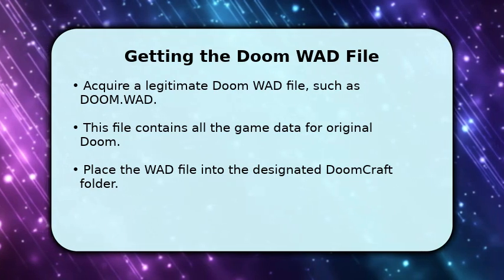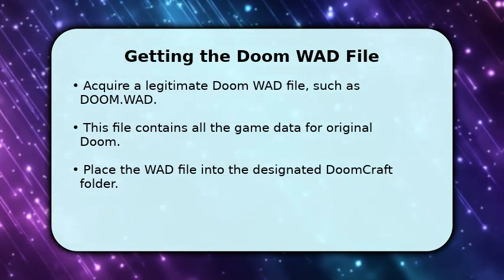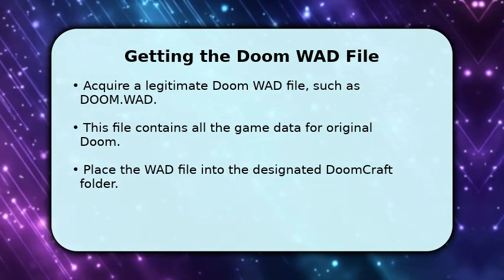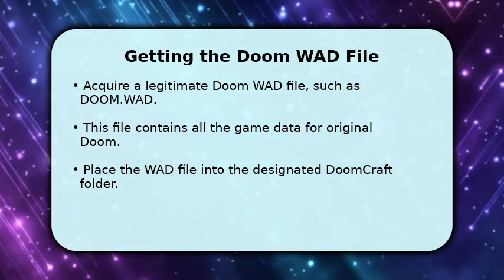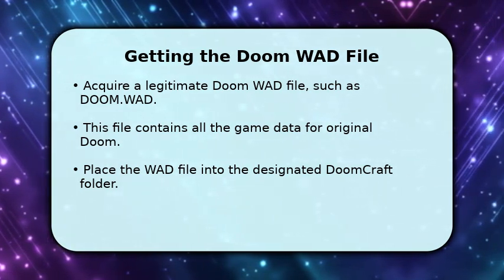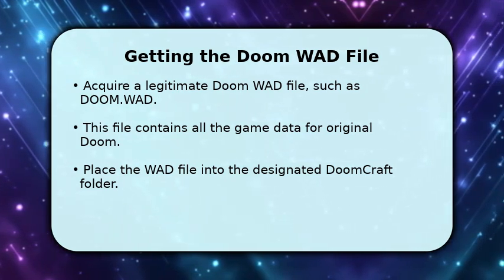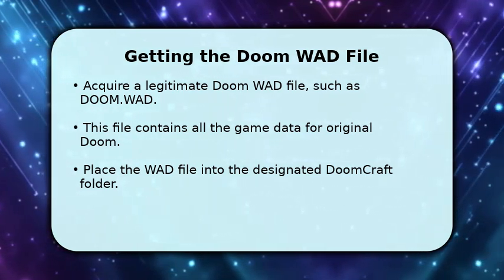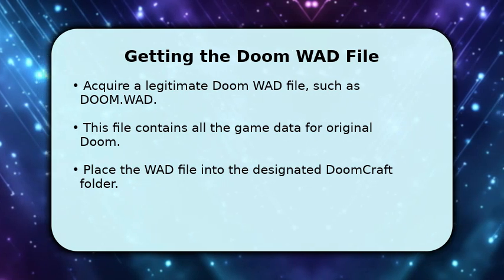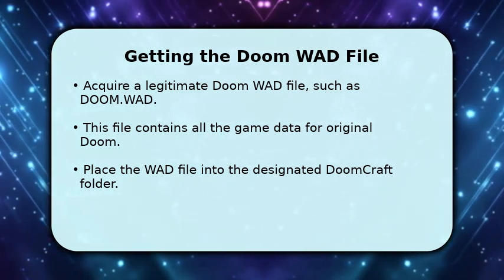Next, you'll need the actual Doom game data, which comes in a WAD file. The most common one is Doom WAD, containing all the classic levels and assets. You can often find this file if you own a copy of the original Doom game. Once you have it, locate the specific folder created by the Doomcraft mod within your Minecraft directory and place the WAD file there. This step is crucial for the mod to access the game content.